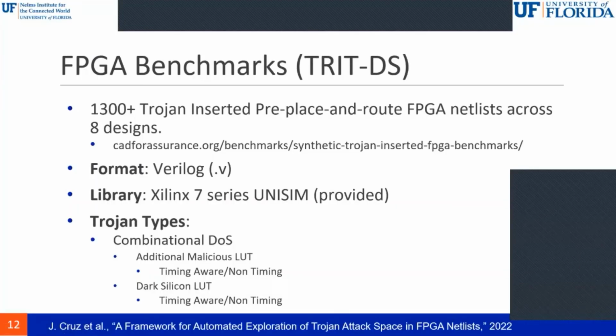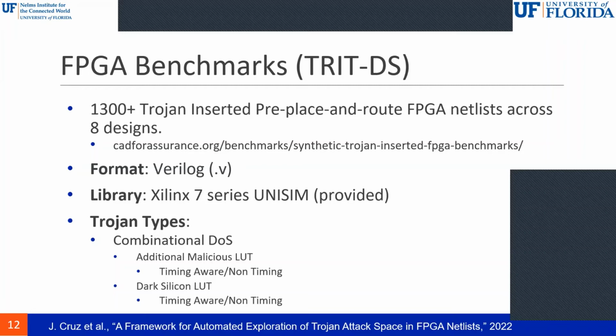Okay, so then we'll go to the most recent effort, which is for FPGA benchmarks generated by TRIT-DS. Here we have over 1,300 Trojan-inserted designs in pre-place-and-route FPGA netlists. These are 8 different host designs: 6 from the MIT CEP, the MIT Common Evaluation Platform, as well as 2 of the largest ISCAS'89 sequential benchmarks. And there's the link for you to download.